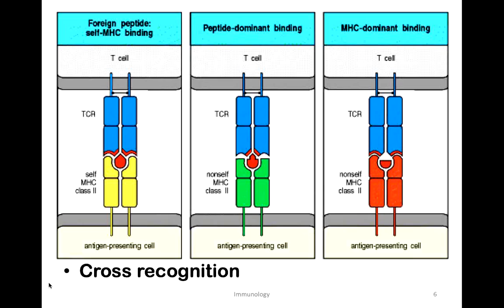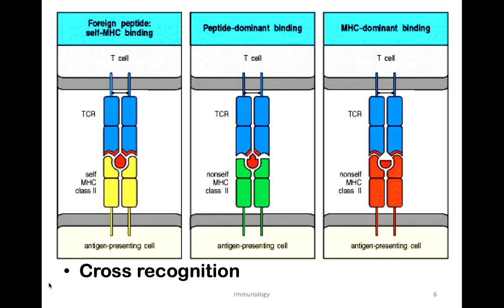So if you see, you have a foreign peptide and self MHC binding. That means a foreign peptide is presented by the antigen presenting cell and then recognized. Then there is peptide dominant binding, and MHC dominant binding. In the first case, the self MHC molecule with foreign peptide can be recognized by the T cell receptor.